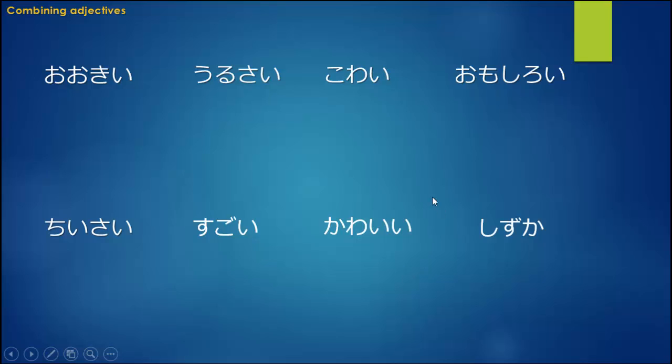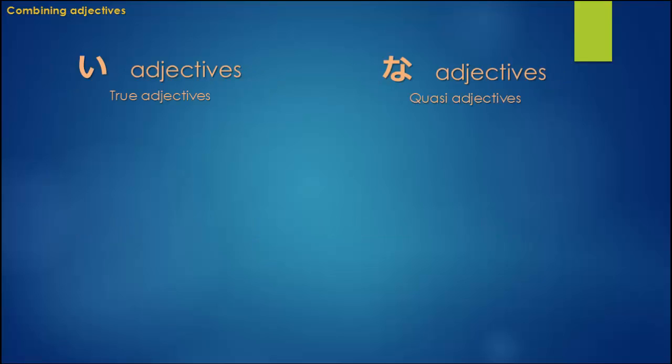Okay, if we look at all of these adjectives here, can you distinguish them at all? Is there a common pattern? Is there something which they all have which is in common? Or what is the difference? Well, there are actually two different groups of adjectives in Japanese. The first one is the i adjectives, which are sometimes called the true adjectives, and the other one is the na adjectives, sometimes called quasi adjectives.